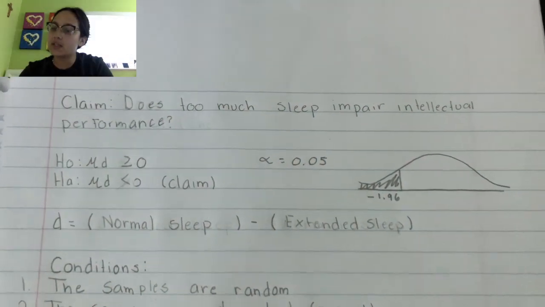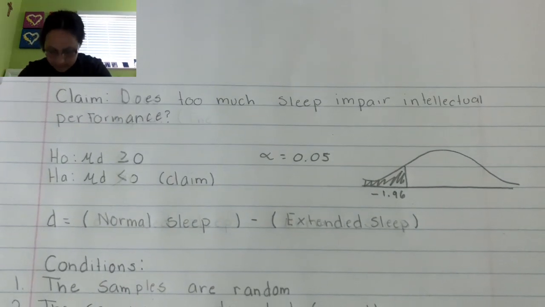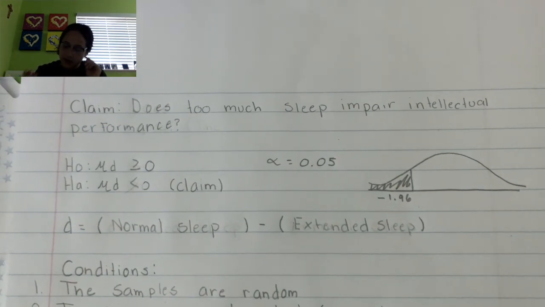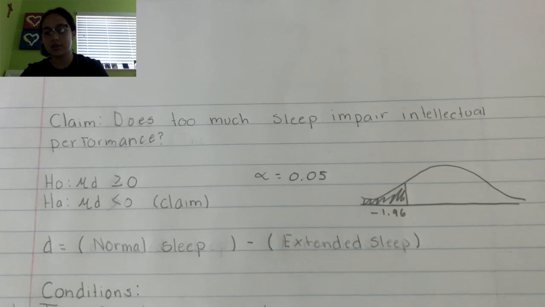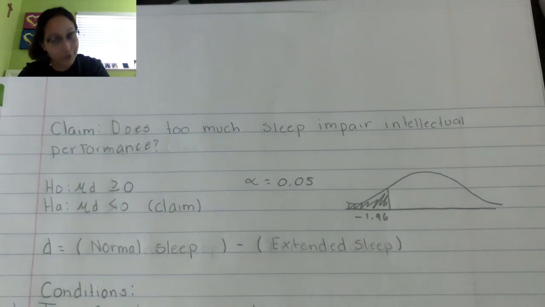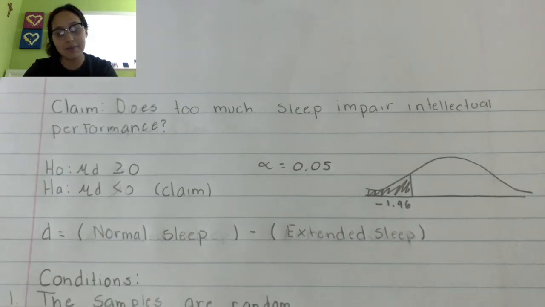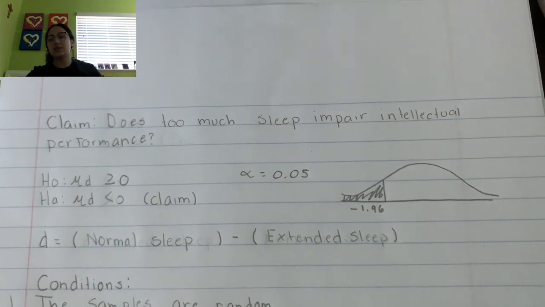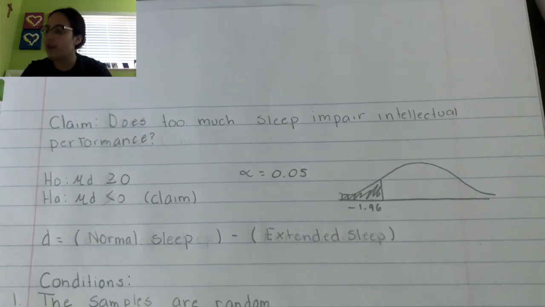After that, you have to identify your null hypothesis and your alternative hypothesis. Your null hypothesis would be the hypothesized mean of the differences of the paired data in the population is greater than or equal to 0, and your alternative hypothesis would be the hypothesized mean of the differences of paired data in the population is less than 0. And since your alpha is not identified, it would just be 0.05.